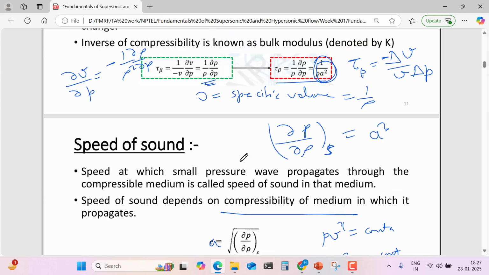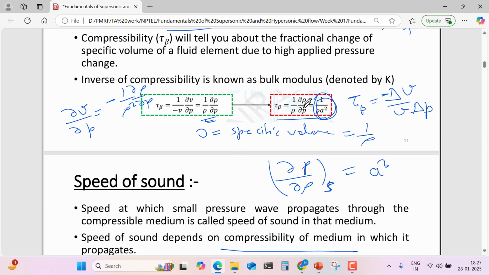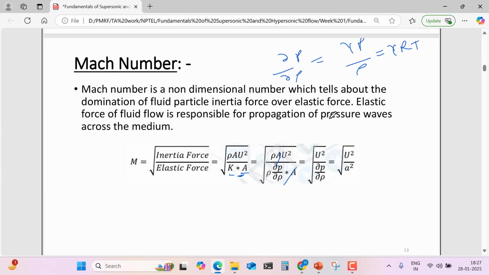This area will cancel, and K is given by, you see here, K is 1 by tau beta, and tau beta is this, so it will become rho dou p by dou rho. Rho dou p by dou rho, rho will also cancel. It will become u square upon dou p by dou rho. Dou p by dou rho is given by a square, so it will become u by a. Mach number is given by u by a.